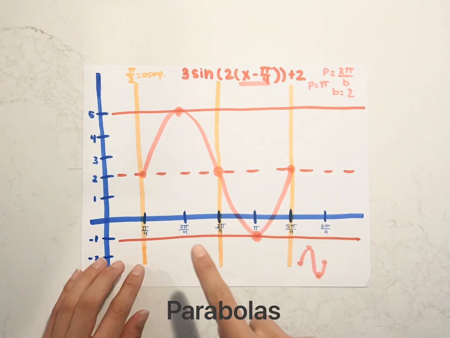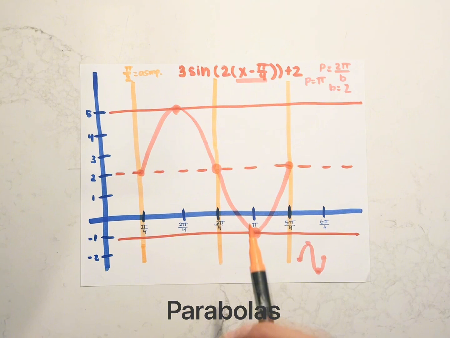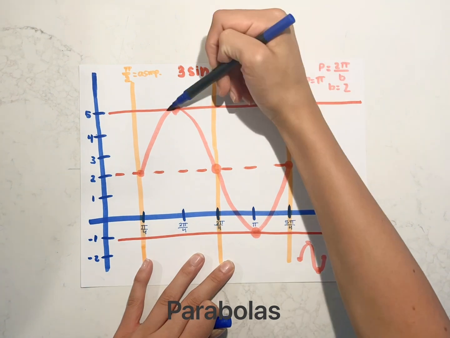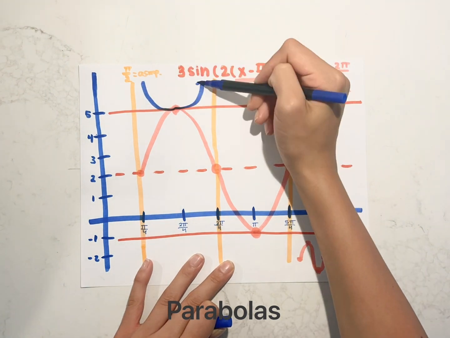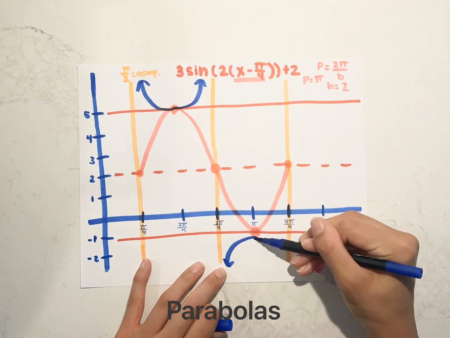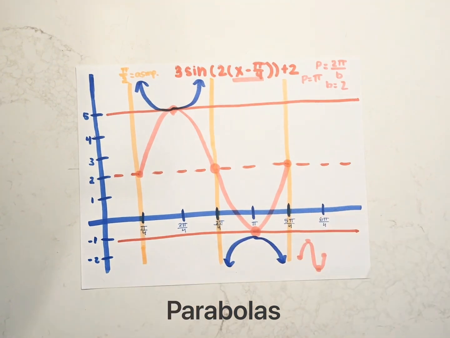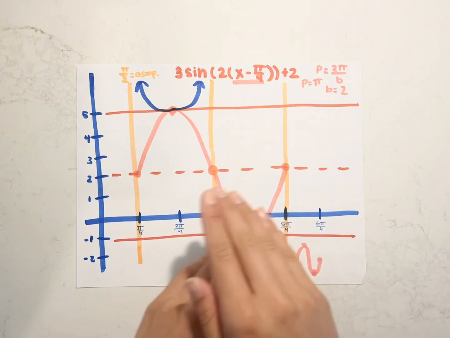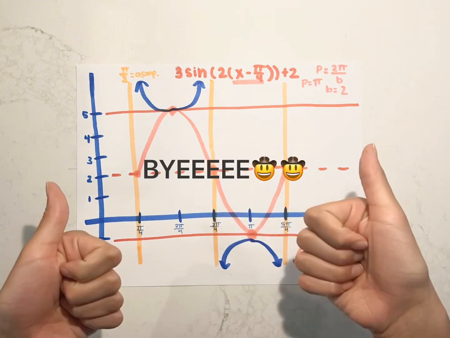Now, in a different color, we are going to create parabolas at the maximum point and the minimum point. As you can see, with parabolas, we want to draw 2 arrows at the ends and make sure that no matter how long the arrows go for, they never touch the asymptotes, because those are no touch zones. And there you have it.